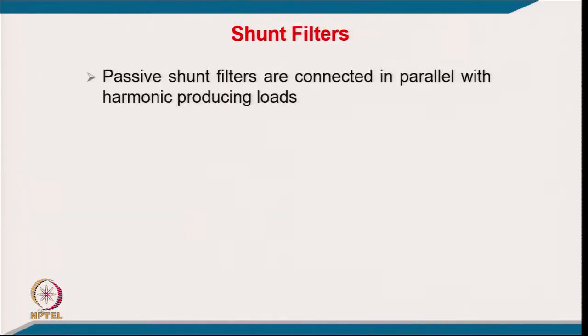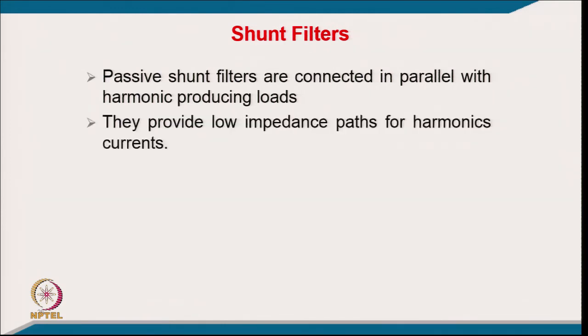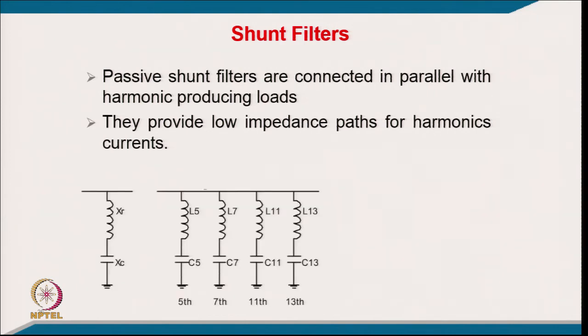Well, coming to the shunt filter, the passive shunt filters are connected in parallel with the harmonic producing load, and they provide a low impedance path for harmonic currents because they are tuned to those harmonics. There are plenty of these: you can think about the 5th harmonic, 7th, 11th, 13th. If you are using a 6 pulse converter, these are the 4 dominating harmonics.